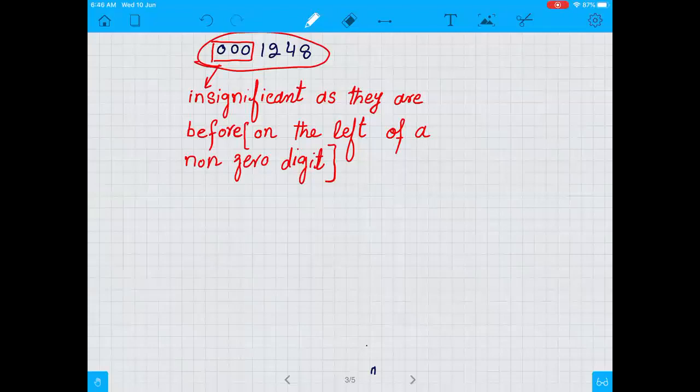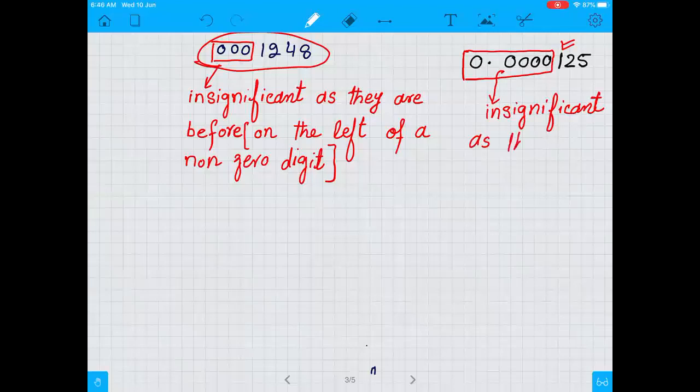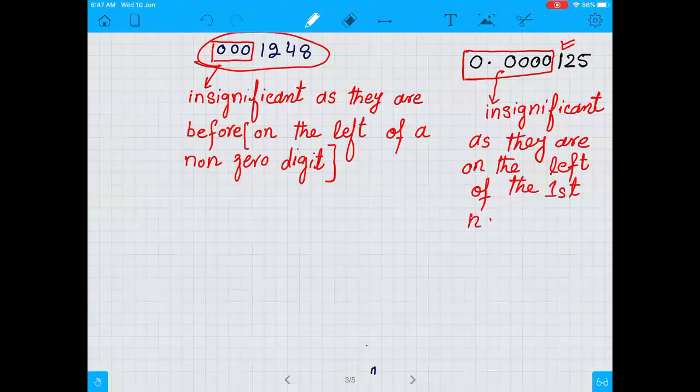Now, let's suppose you get a number with a decimal point, and what would be the rule for zeros in that number? You have 0.000125. What is the rule for these zeros? So the zeros which are before a non-zero digit are always insignificant. So they are meaningless. Basically, these zeros are in a number to determine the place value of the first non-zero digit. So these zeros are always insignificant as they are on the left of the first non-zero digit.